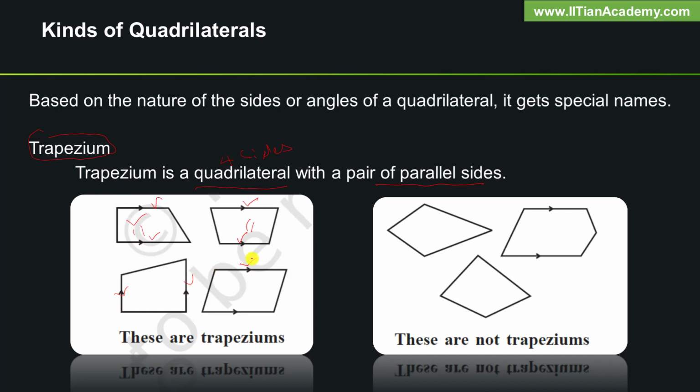Here, you can see sides are not parallel, hence this is not a trapezium. Here again, sides are not parallel, hence this is not a trapezium. Here, you can see this has 5 sides: 1, 2, 3, 4, 5. Hence this is not a quadrilateral. Hence, this cannot be a trapezium, as a trapezium is a quadrilateral.